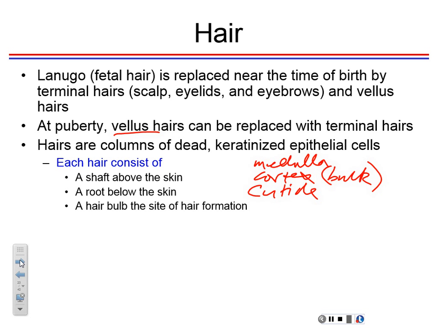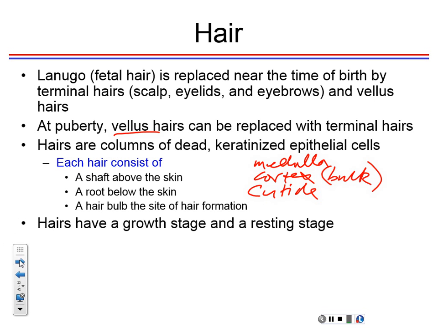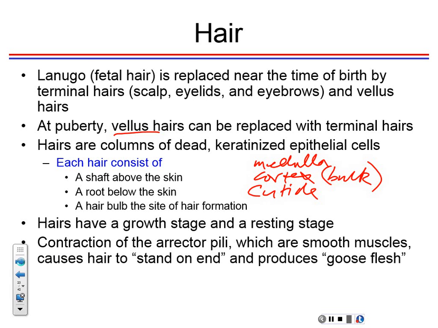And the hair bulb at the bottom, that's where the cells are actively dividing, and they're providing the cells that will then grow the hair. And it's got growth stages. Hair is growing for about 3 years, and then rests for about 2 years. But at any one time, about 90% of your hair is in the growth phase. You lose a bunch of hairs per day too, and then they get replaced later on.